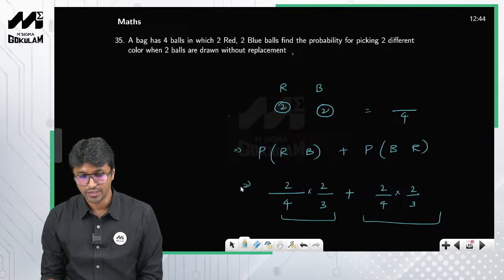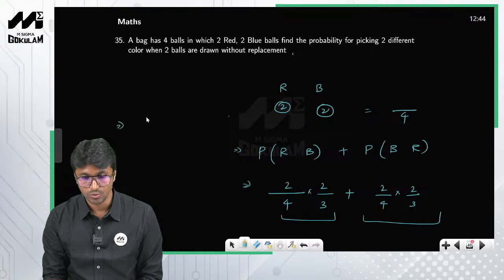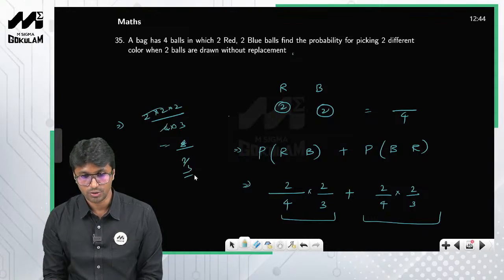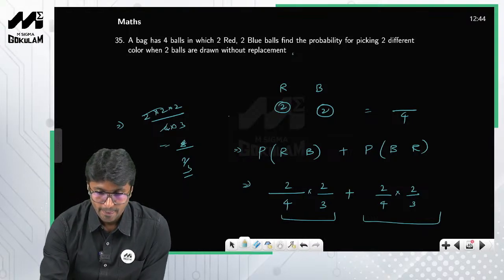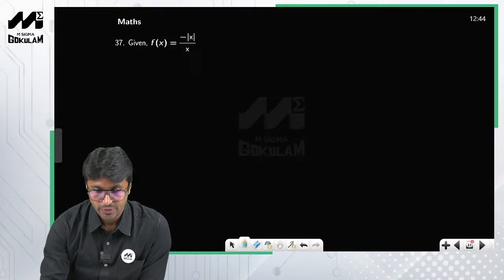So you simplify this, the answer will be equal to 2 into 2 by 4 into 3, so 8 by 12, or this becomes 2 by 3, right? This is nothing but 2 by 3. This is how you solve this particular problem. Okay, now let us move on to the next question.